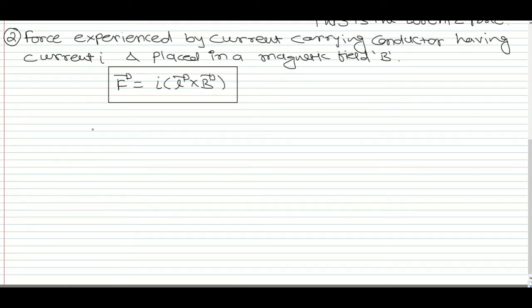So if you have a current carrying conductor and you place it inside a magnetic field, then due to the magnetic field and the current we have a force on this wire, and that force is I L bar cross B bar. Magnitude wise, it will be I L B sin theta.